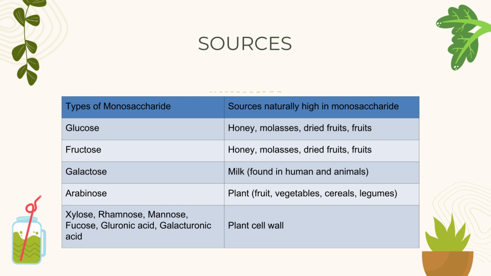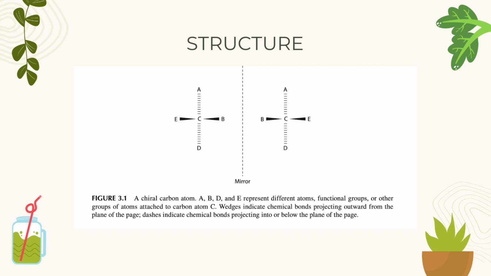Sources of monosaccharide. Glucose and fructose can be found in honey, molasses, dried fruit, and fruit. Galactose can be found in milk. Carbohydrates contain chiral carbon atoms. A chiral carbon atom is one that can exist in two different spatial arrangements. Chiral carbon atoms have four different groups attached to them. The two different arrangements of the four groups in space are non-superimposable mirror images of each other.